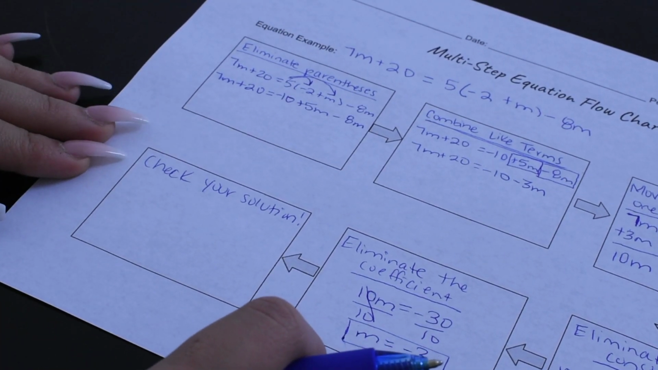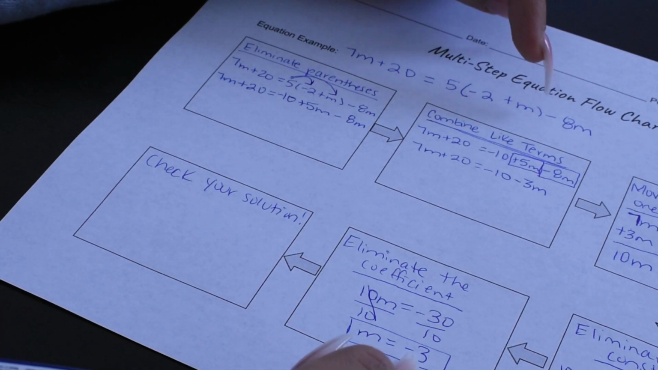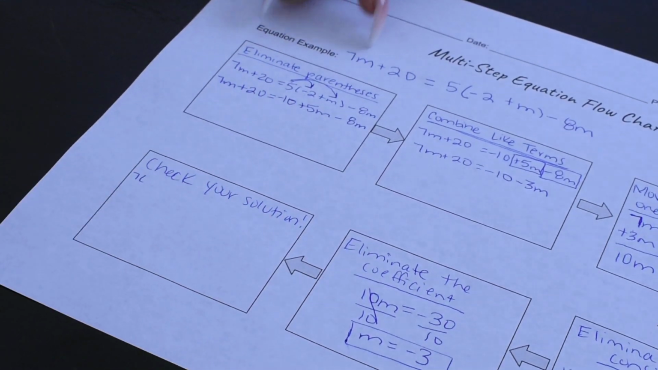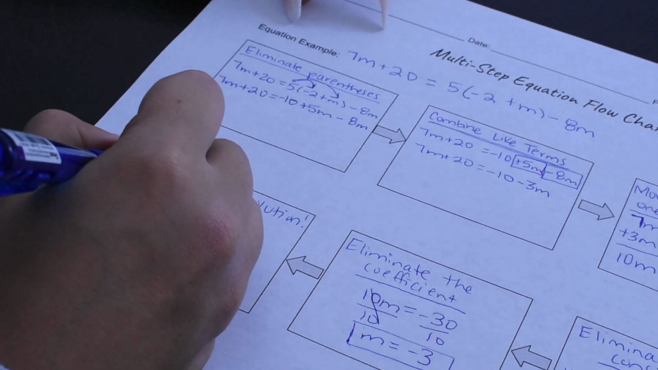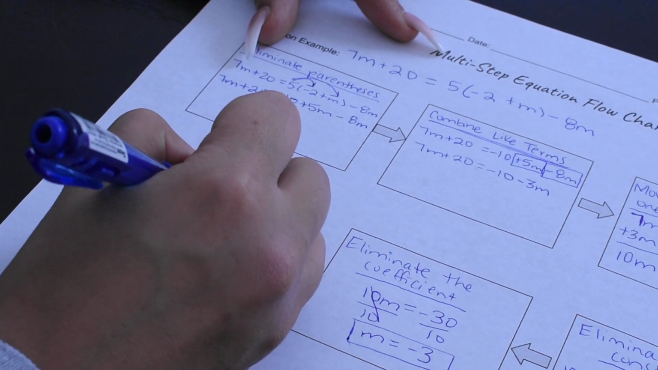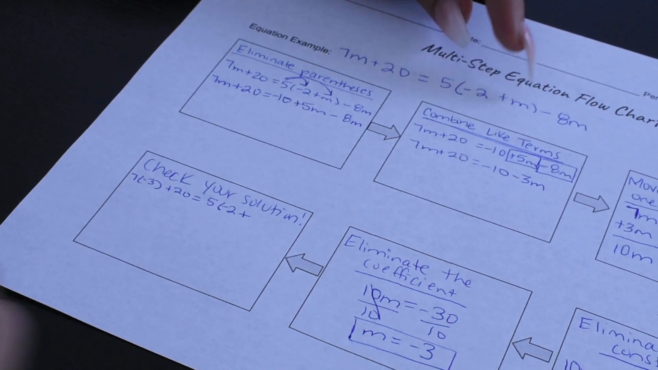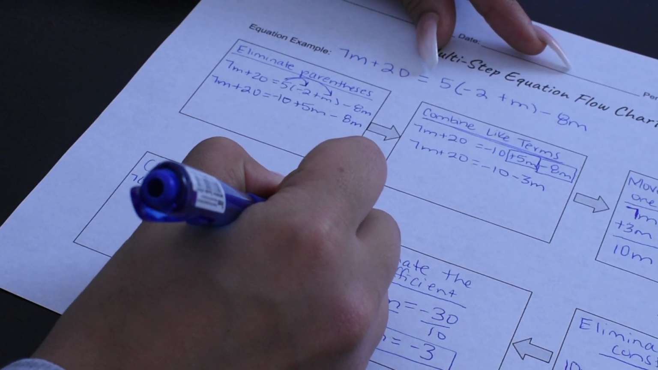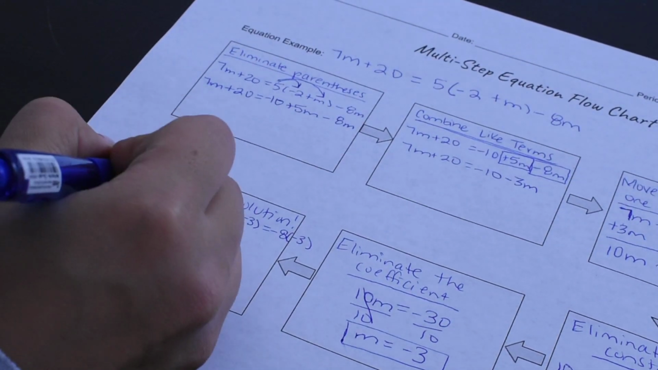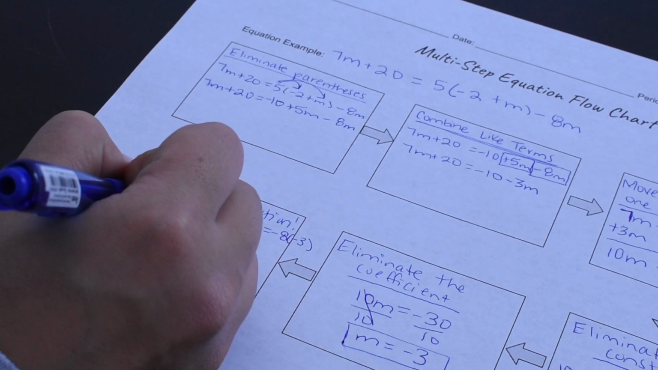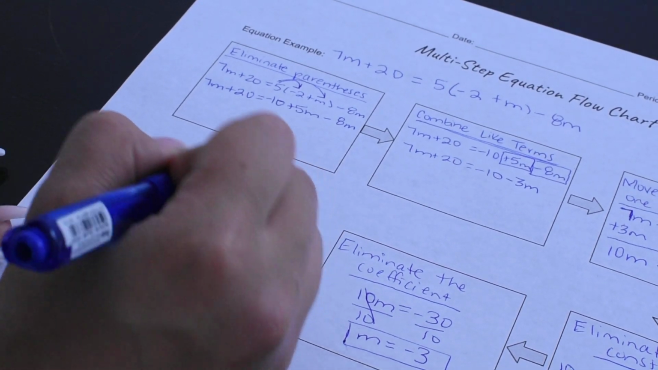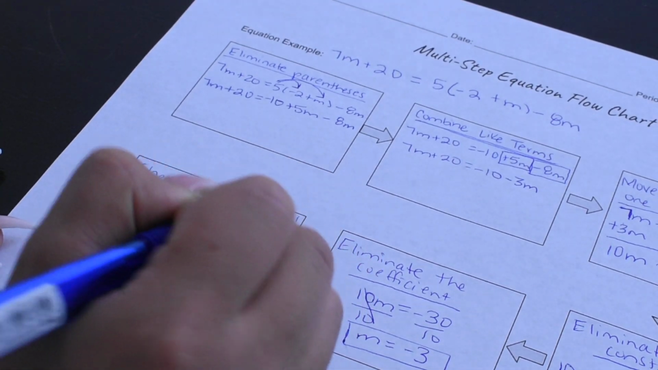So you have to plug in this negative 3 into every place you see m. So 7m. Instead of writing m, I'm going to put negative 3, put it in parentheses to tell you to multiply. Plus 20 equals 5, parentheses, negative 2, plus m. So plus the negative 3 equals negative 8. Instead of m, negative 3. Plugging in negative 3 for every m you see. So 7 times negative 3 is negative 21 plus 20 equals, and then I'm going to have to do what's in parentheses first. Negative 2 plus negative 3 is negative 5.